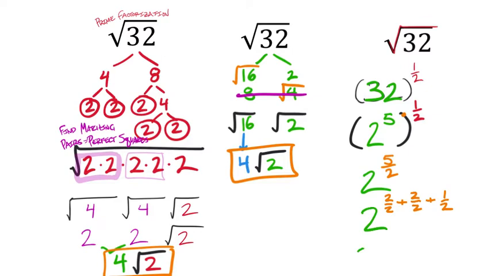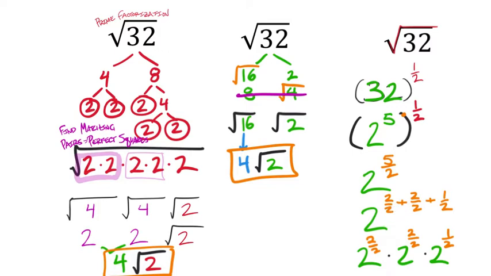And then you'd have 2 to the power of 2 over 2 times 2 to the power of 2 over 2 times 2 to the power of 1 over 2. Oh yeah, some students are like, how did you get that right there? So I have common denominators of 2, but I split 5 up into 2, 2, and 1. Why did I do 2 and 2? Because it matches the denominator.